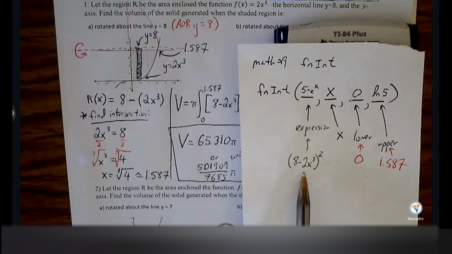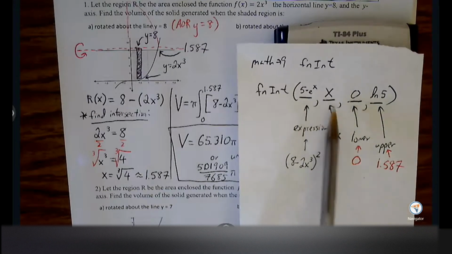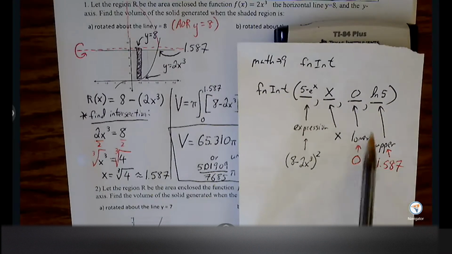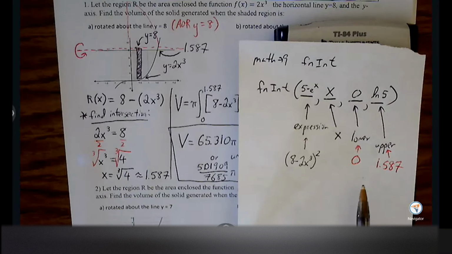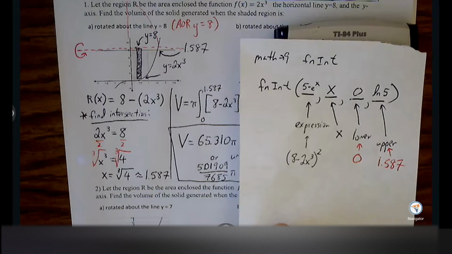So in this case, you'll put the parentheses 8 minus 2x cubed quantity squared, comma, followed by the x. So x is basically the dx that we've been doing at the end of our process, comma, lower bound. In this case, you'll put 0, and then comma, upper bound, which is 1.587. Right, so a little bit more cumbersome, but it does the same thing. It's just with the older calculator, you may not have that nice math print that matches what we see in front of us. Okay. All right, any questions with part A?